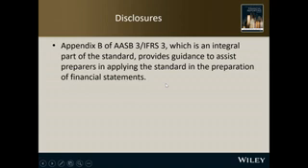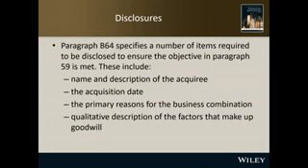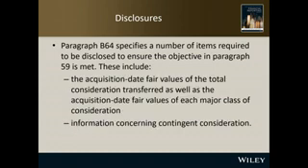Okay, let us look at the disclosures part. The appendix provides guidance to assist preparers in applying the standard in the preparation of financial statements. Paragraph B64 specifies a number of items required to be disclosed. Number one, you must include the name and description of the acquiree, the company that you acquire, the acquisition date, and the reason for the business combination, normally expansion of business or diversifying your business activity. Also a qualitative description of the factors that make up goodwill.